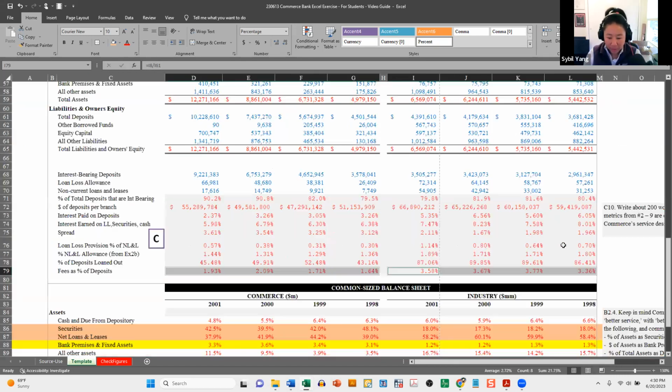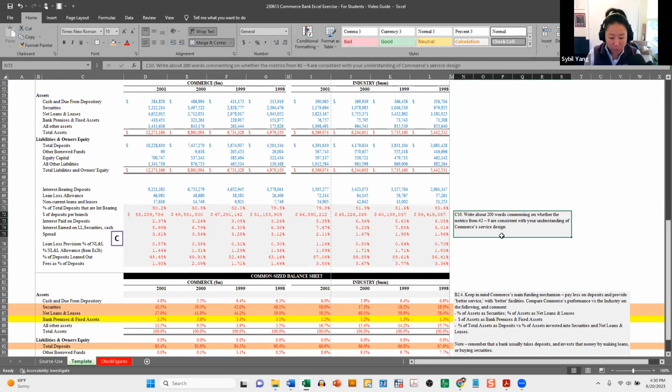Okay. So again, go through these metrics and write a few words on how it's consistent or not consistent with your understanding of Commerce's service design.